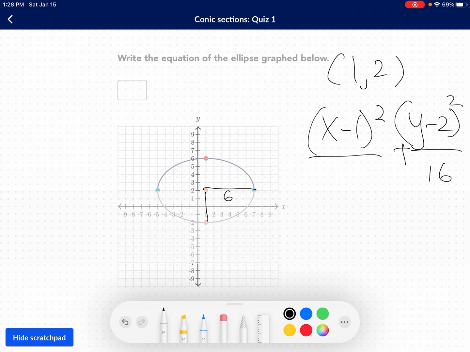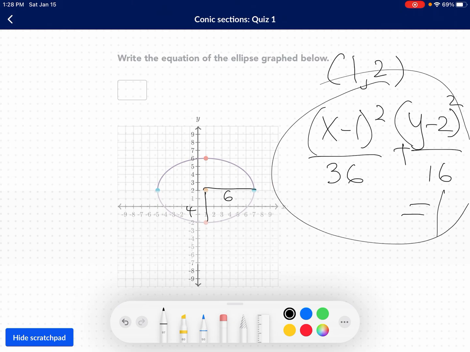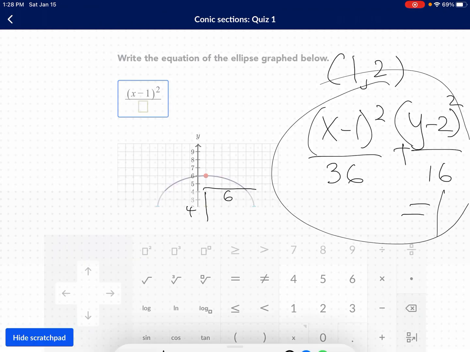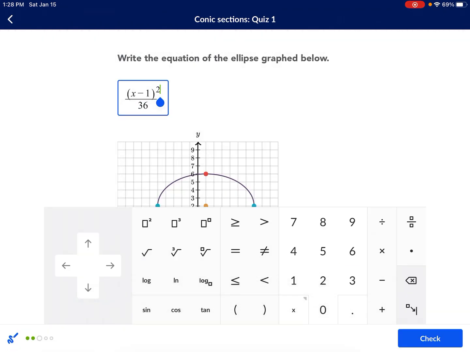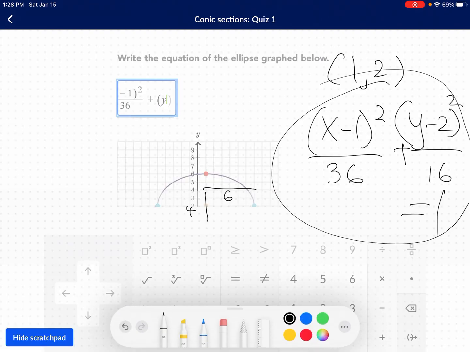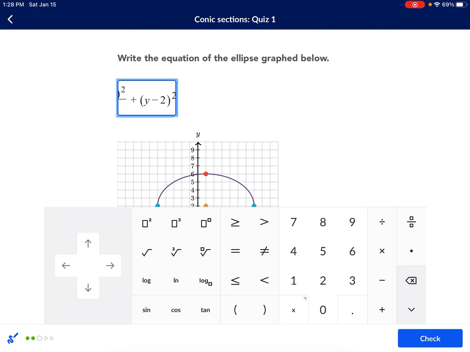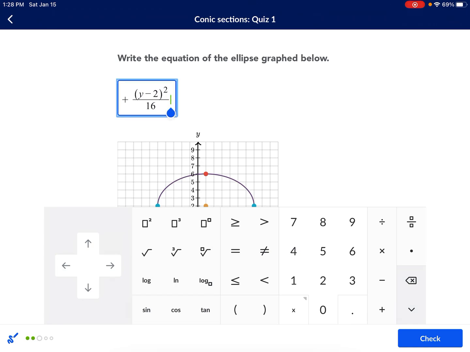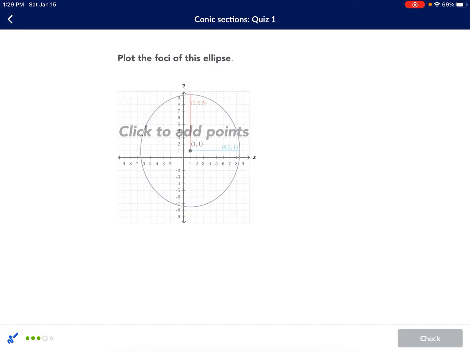This is 6, right? So this is 36, and obviously all of this equals 1. So this is the equation: x minus 1 squared over 36 plus y minus 2 squared over 16 equals 1. Nice.